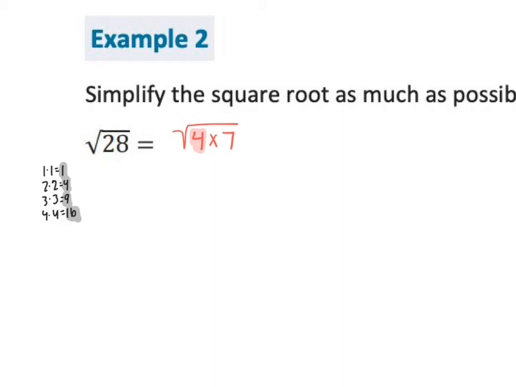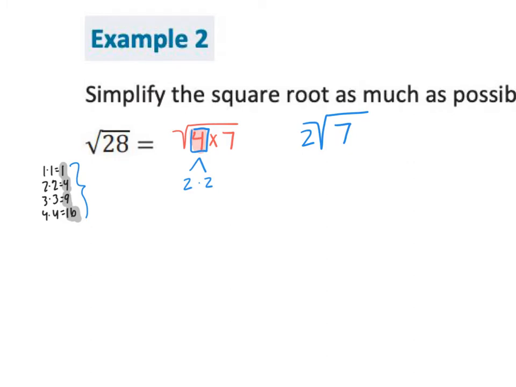What numbers make up 4? 4 is the same as 2 squared, right? So I can move that 2 to the outside of my radical symbol. And so I'm done with this 4. I moved it to the outside because I took the square root of it. What's left inside our radical that we can't take the square root of? 7. And the reason we can't take the square root of 7? We can't break it down into a perfect square. It's already broken down as much as possible.